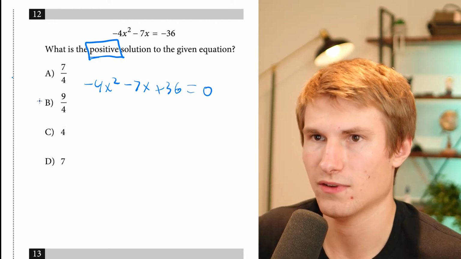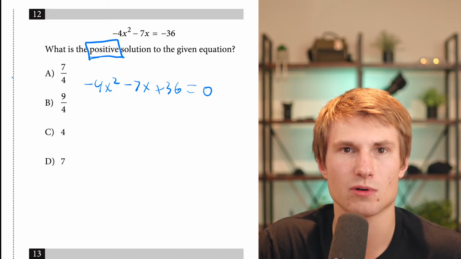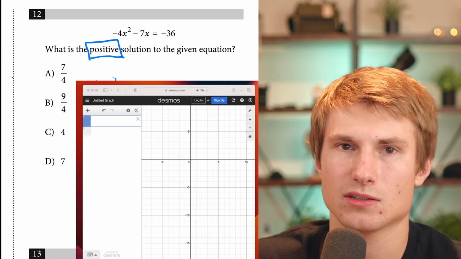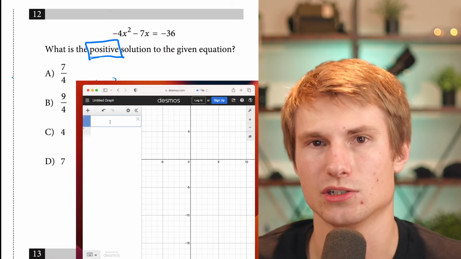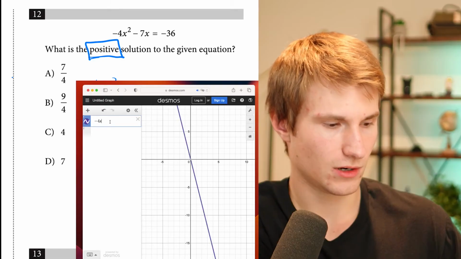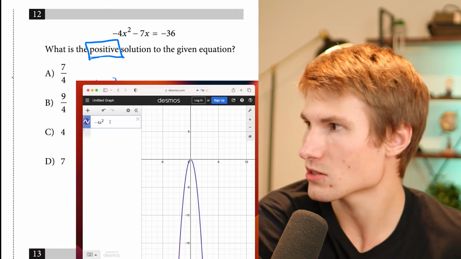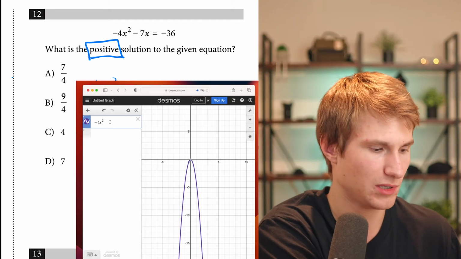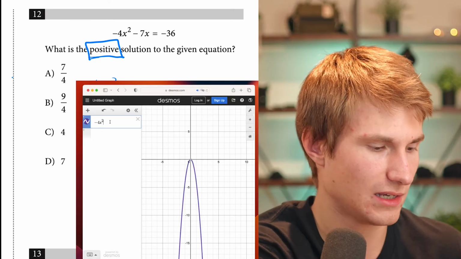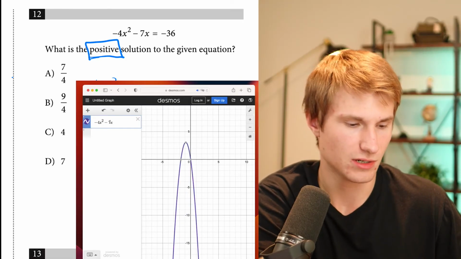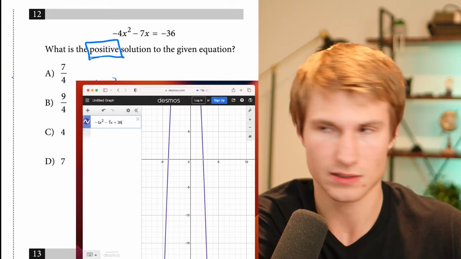This doesn't look very easy to factor, so I will use Desmos for this question. So let me go ahead and pull up Desmos. This is, after all, the digital SAT, so you will have access to Desmos on your digital SAT. So that being said, let me go ahead and type in what we've got for our equation. That's going to be negative 4x squared, minus 7x, and then plus 36.